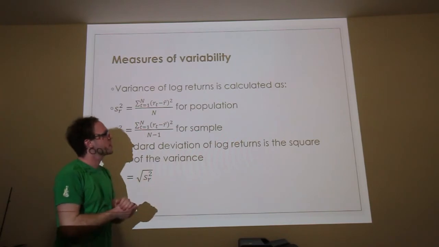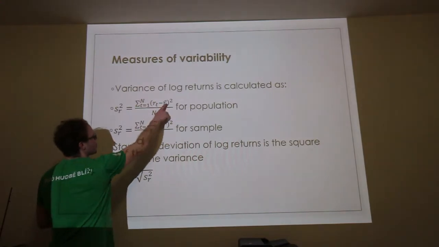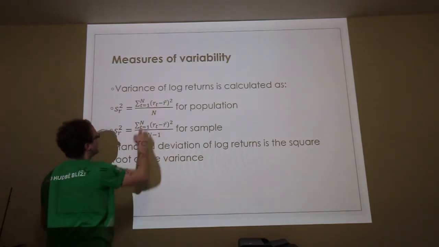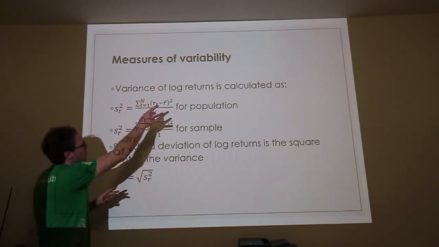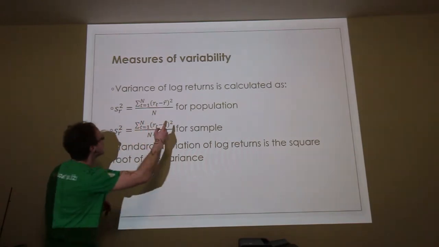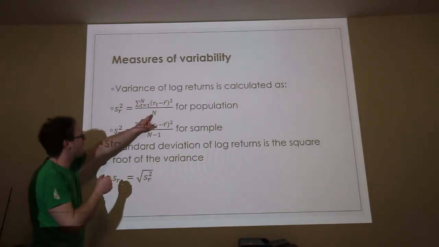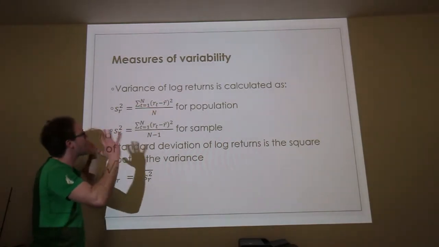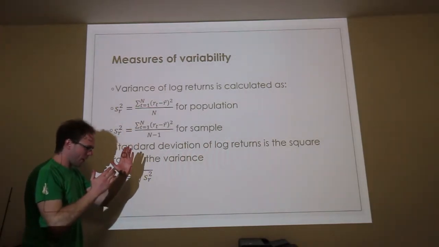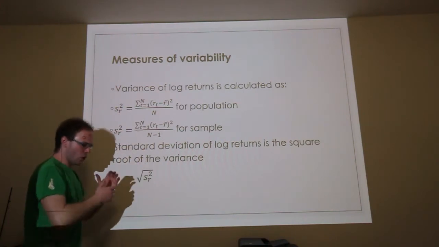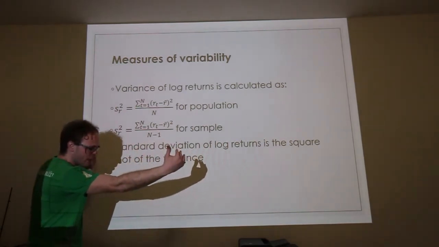Variance of log returns is calculated as the summation of squared differences between log returns in time t, all values of log returns, and their arithmetical mean. And this whole summation is divided by capital N, the number of all observations. This is valid for a population. So not a large sample, but the whole data set.